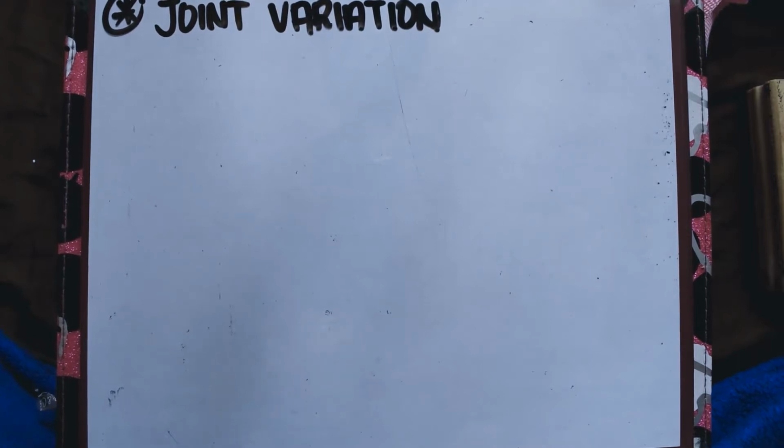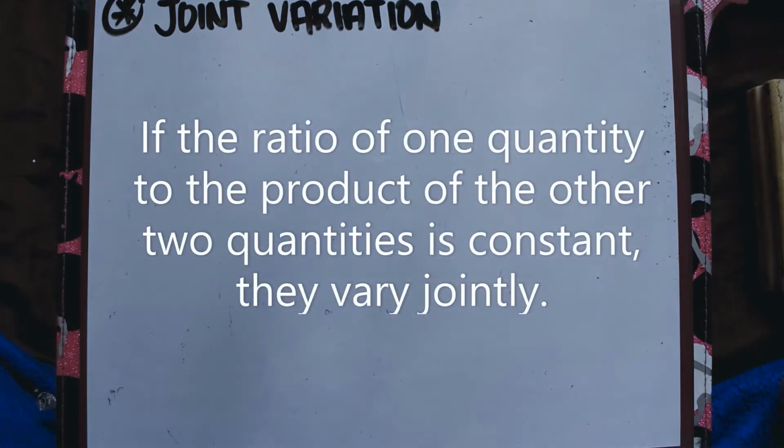Okay, so sa joint variation po muna tayo. Ano po ba pag sinabi natin joint variation? Sabi, kapag daw joint variation, ito po yung kanyang definition. If the ratio of one quantity to the product of the other two quantities is constant, then they vary jointly daw. Ito po ay walang pinagkaiba halos doon sa ating direct variation. Ang pinagkaiba niya lang, ang kasama ni k ay dalawa or higit pang variable.